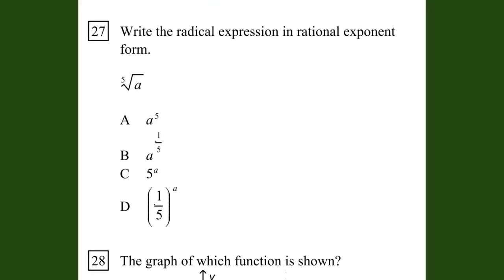Let's go down here. Write the radical in rational exponent form. Now, rational exponent form is what we've just been doing, writing it with a fraction exponent. Think of rational as fraction exponent. So the fifth root is the same as the 1/5 power. That's all they're getting at here, making sure we know that fact.